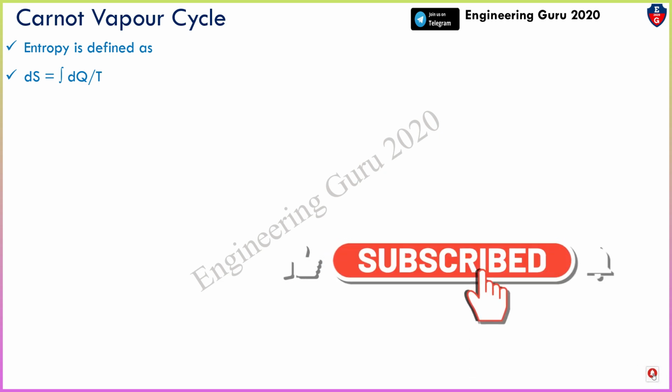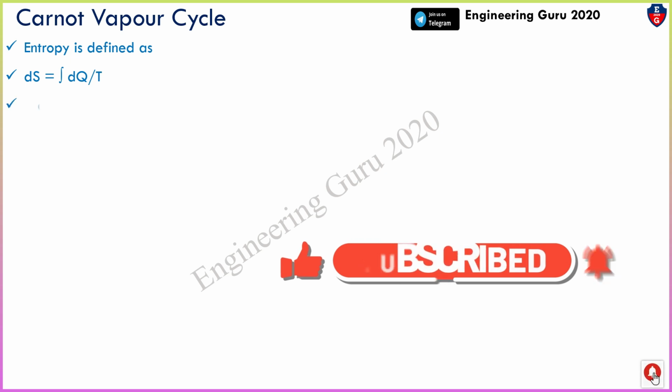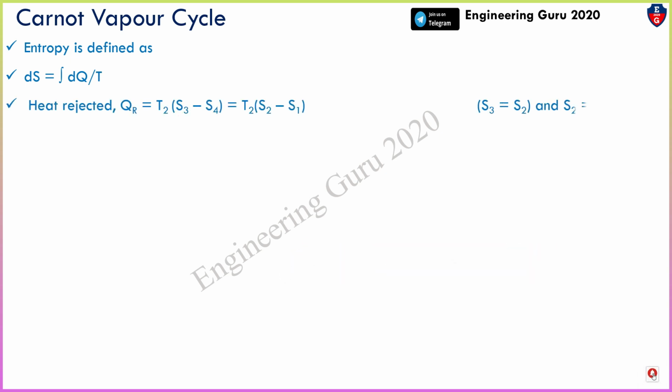Entropy is defined as ds equal to integration of dq by T. So some numerical steps will be there. Now integrate the heat rejected. QR equal to T2 into (S3 minus S4). So we can write T2 (S2 minus S1), because S2 equals S3 and S1 equals S4. Heat supplied QS equal to T1 into (S2 minus S1).